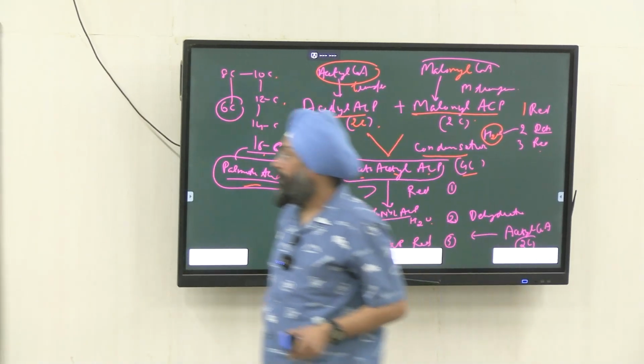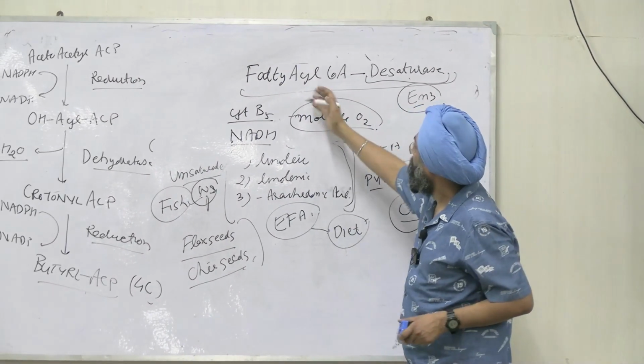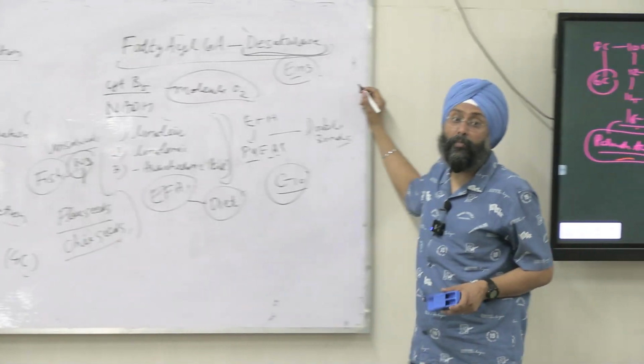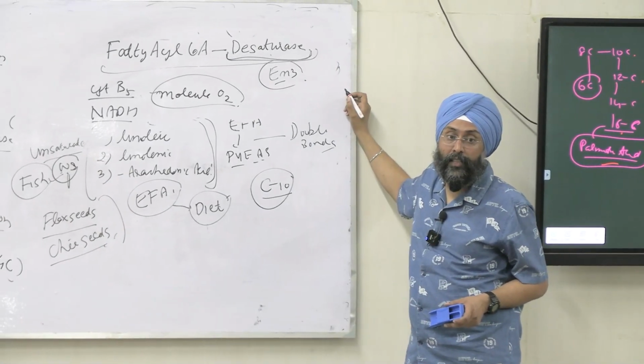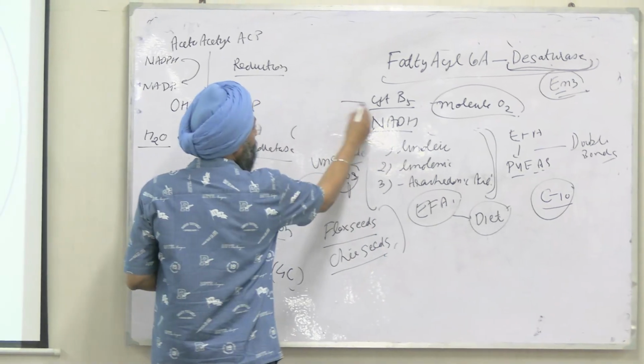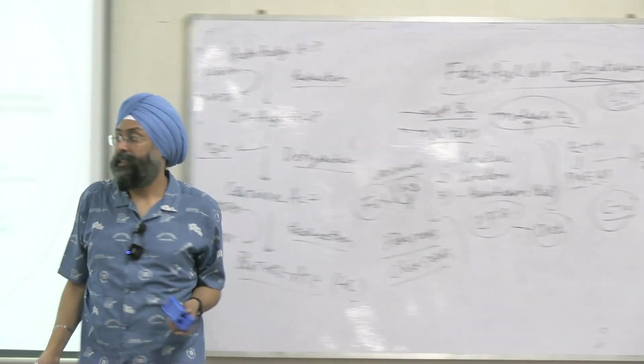Right? Now, to introduce double bonds, you need this enzyme fatty acyl CoA desaturase. Desaturation means it introduces double bonds, right? Unsaturation हो रही है. Then it requires cytochrome b5, NADH, and molecular oxygen, right?